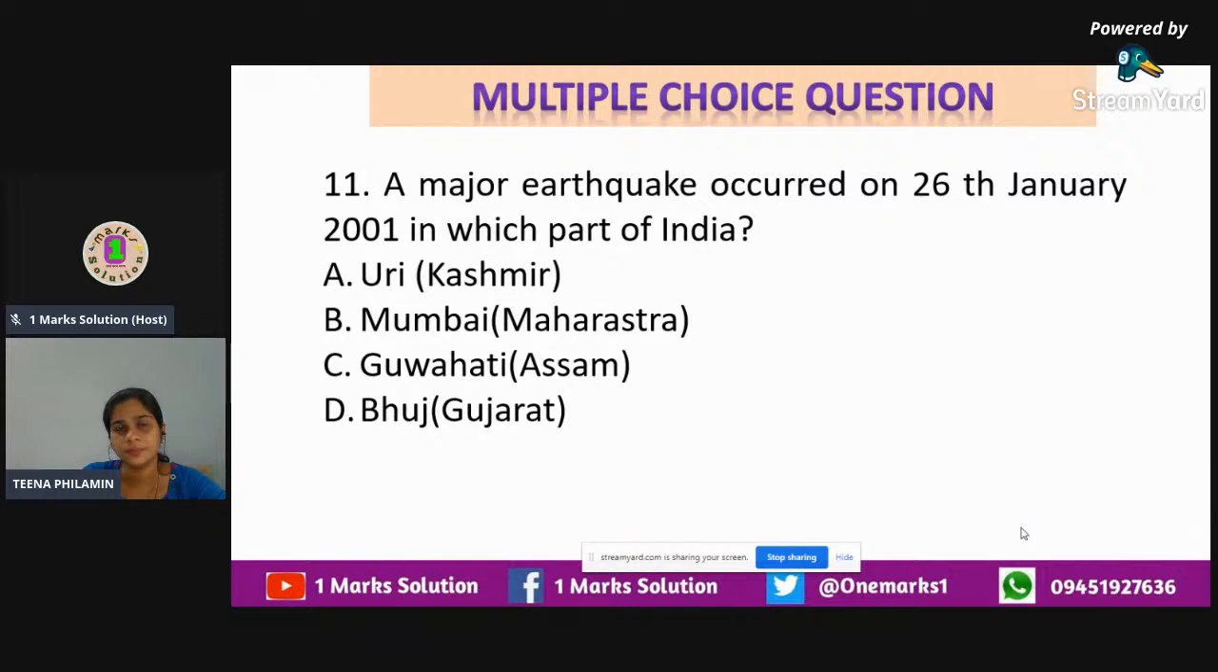The 11th question, a major earthquake occurred on 26th January 2001 in which part of India? Four states are given: Kashmir, Maharashtra, Assam, and Gujarat. Major earthquakes occurred in Uri and Bhuj, not in Maharashtra and Assam, till today. In Uri it occurred on 8th October 2005, and in Bhuj it occurred on 26th January 2001. So the answer is Bhuj in Gujarat.